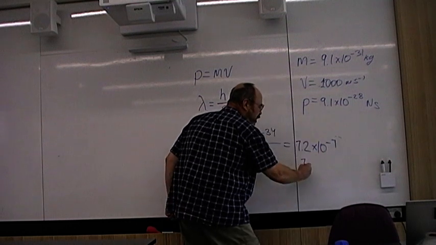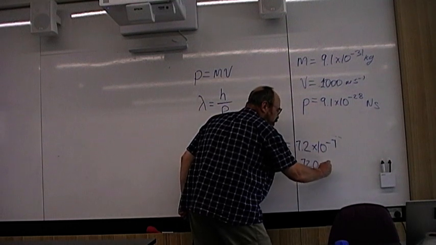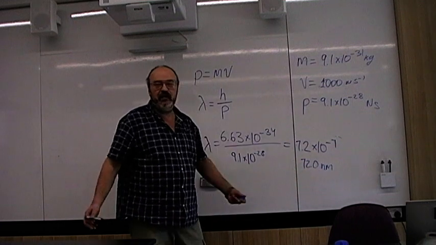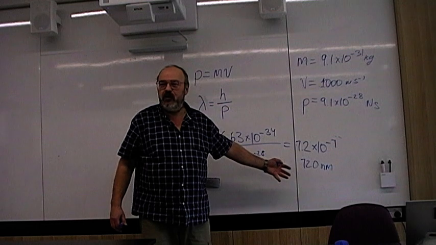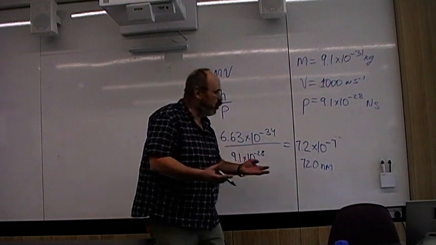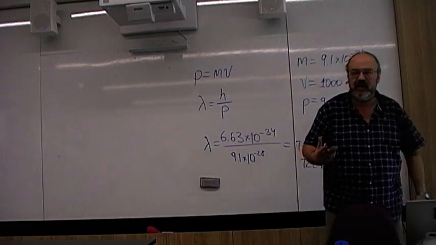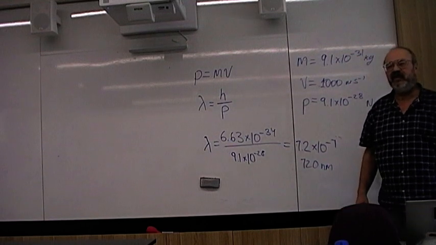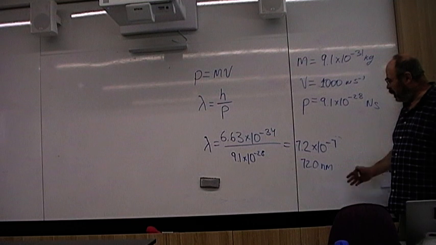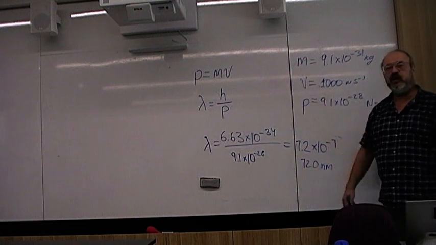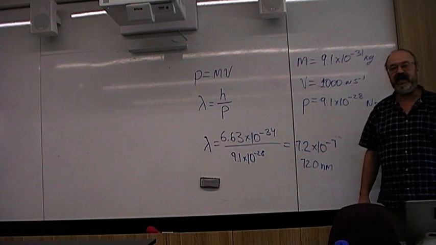Which is 720 nanometers. That's visible. That will be visible light, that's like red. So for a small particle in the microwave, the wavelength becomes detectable. But usually electrons move faster than that, so the wavelength is shorter and comparable to the wavelength of the X-rays.